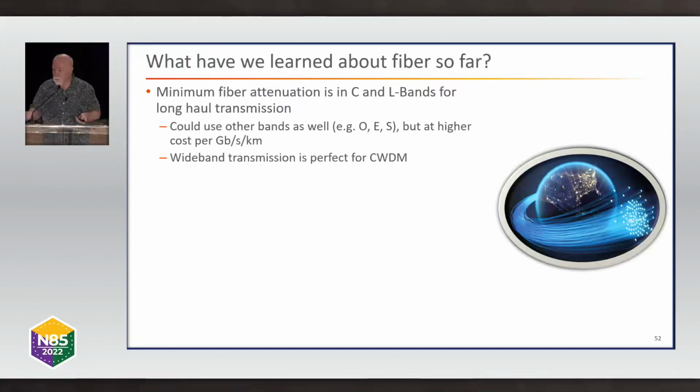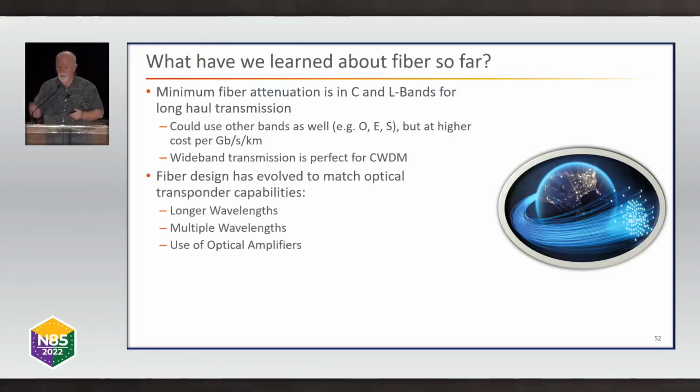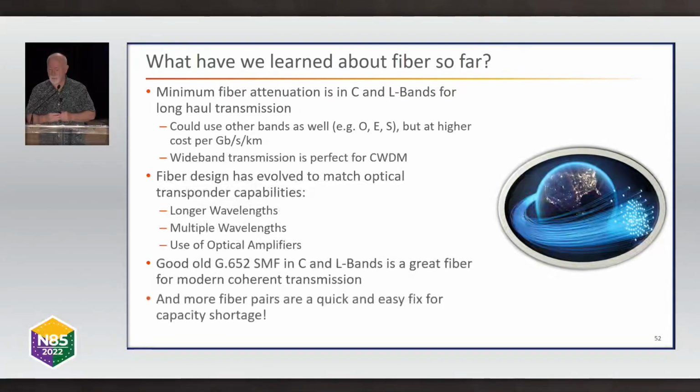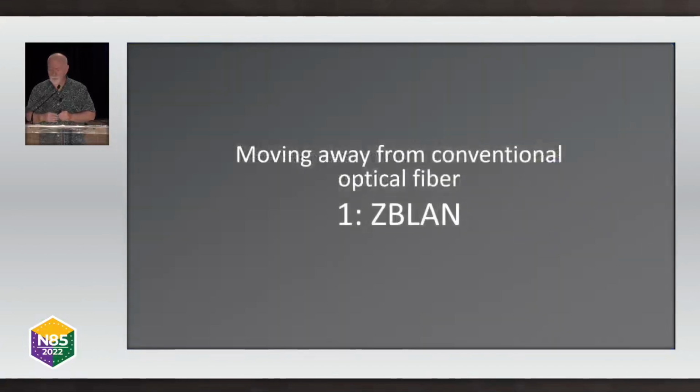Wideband transmission has been proven by coarse WDM, but CWDM is not used for higher capacity because it's cheap. Fiber design has also evolved to match optical transponder capabilities, as lasers were available at longer wavelengths, as we move to DWDM, and as we use optical amplifiers. But good old G652 fiber is still a very good fiber for modern coherent transmission. And more fiber pairs are a quick and easy way to increase capacity.